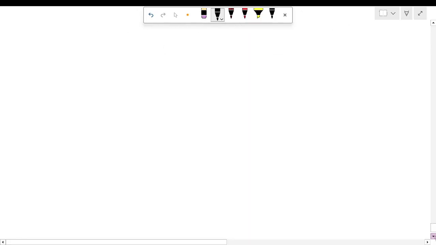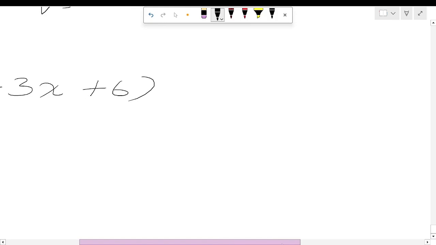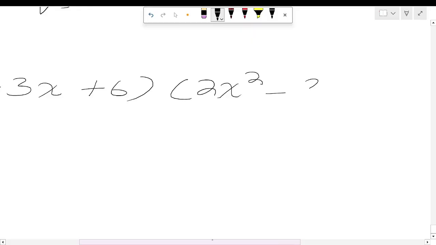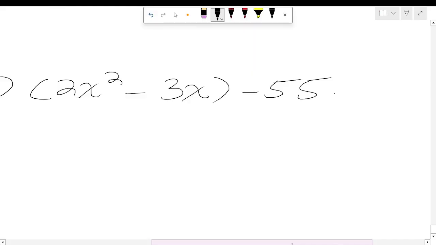Now we will move on to question number 13. So I'll write question number 13 here. Now we have a different type of expression. It is type 2 expression. So I'll just write here 2x square minus 3x plus 6. This is our first quadratic expression, and then we have 2x square being subtracted from 3x and subtracted from 55 at the end.